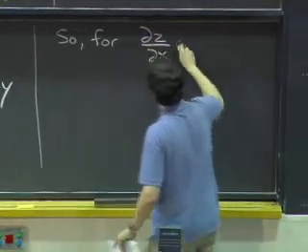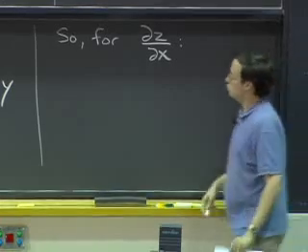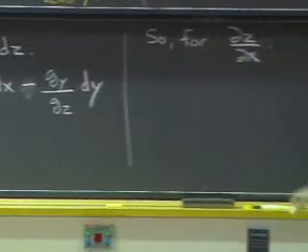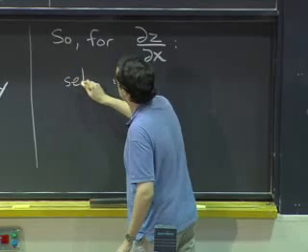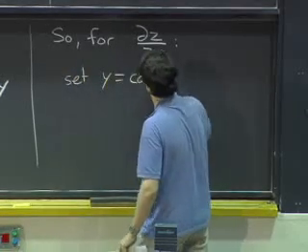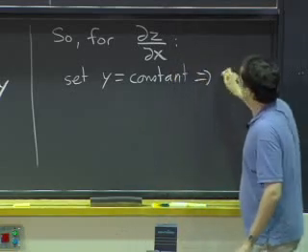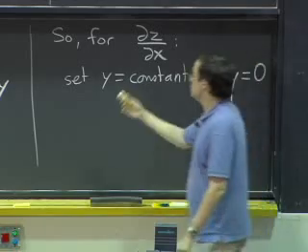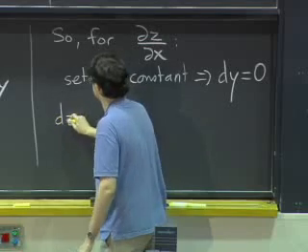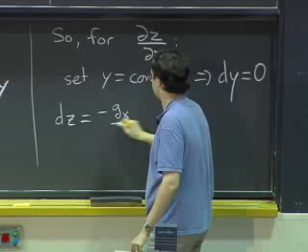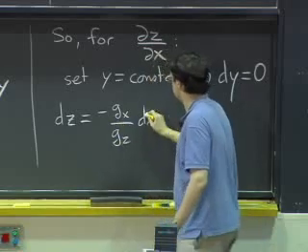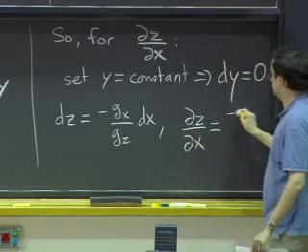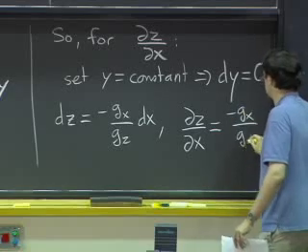And so if we want partial z over partial x, well, one way is just to say that's going to be the coefficient of dx in here, or just to write down the other way, we are setting y equals constant. So that means we set dy equal to 0. Okay? And then we get dz equals negative g sub x over g sub z dx. So that means partial z over partial x is minus g_x over g_z.